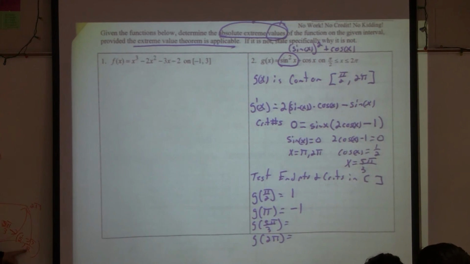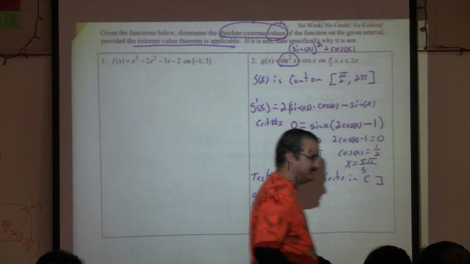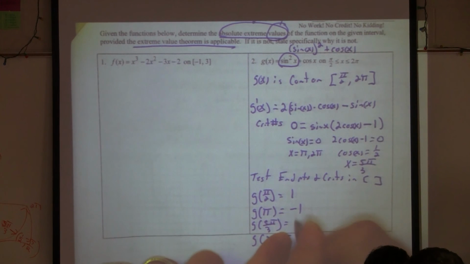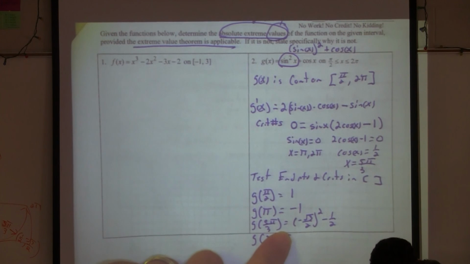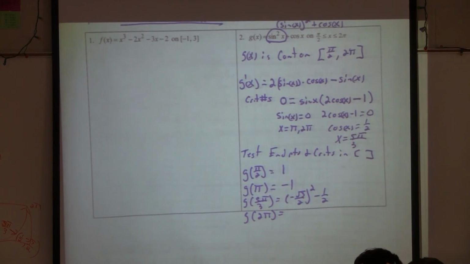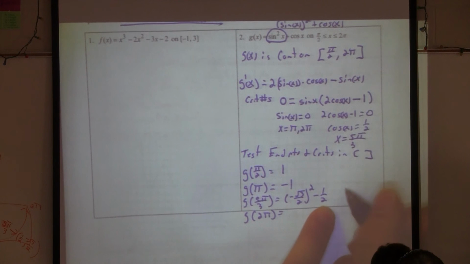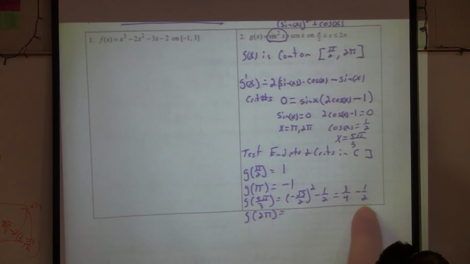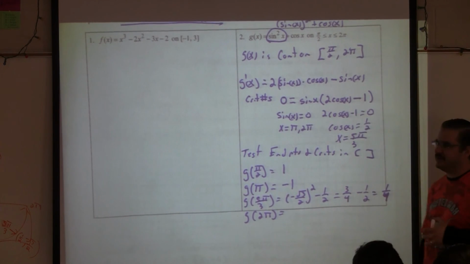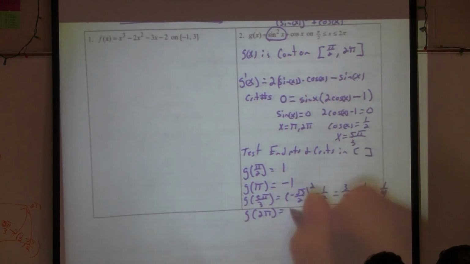So that means it's negative radical 3 over 2 squared, which is 3 over 4, minus half. 3 over 4, minus 1 half. If I have 75 cents and I take away 50 cents, I have 25 cents. 1 over 4. And at 2 pi, what would we get? 1. Okay.